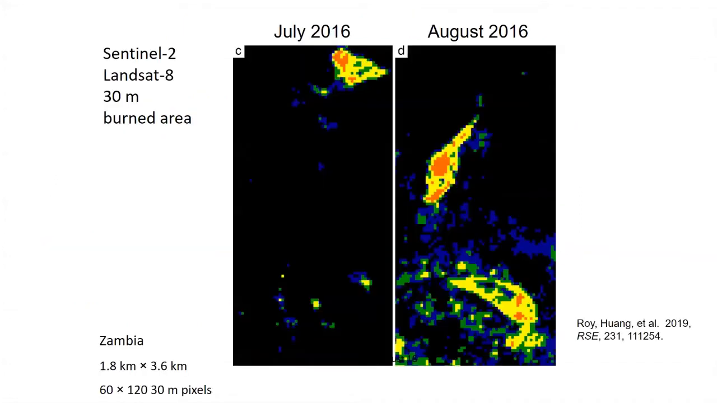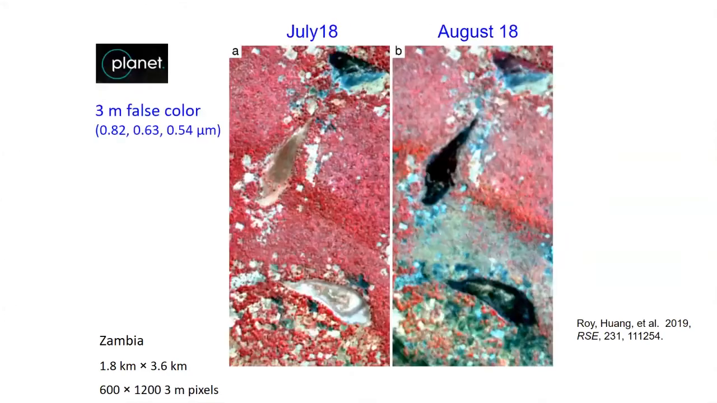In an early paper, what we decided to do was use PlanetScope data. This is a very small area, 1.8 kilometers by 3.6 kilometers, of 30-meter burn area, and this is PlanetScope data. At that point, we didn't have much PlanetScope data, but it works. The PlanetScope data has 3-meter pixels. It's really small. What you're seeing there is savanna tree canopies. You're also seeing the burn.